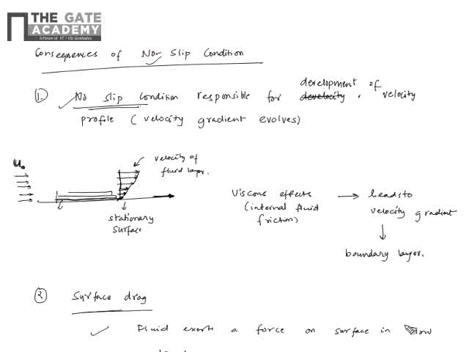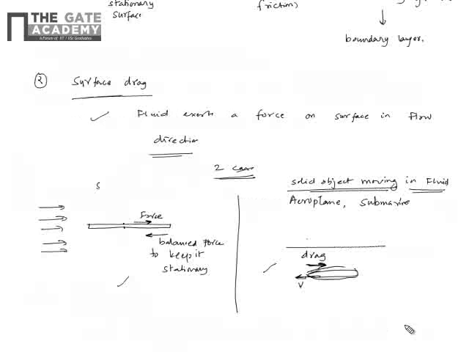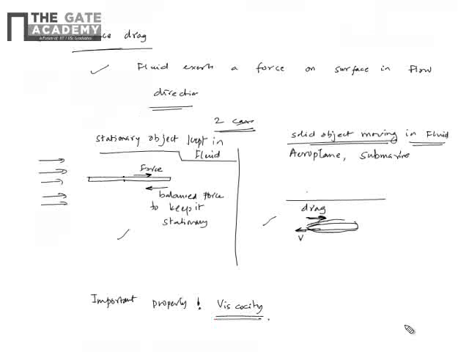So two cases: here it is a stationary object kept in fluid. The drag always comes, and the important property here is viscosity. Apart from viscosity, let's see other properties. Let's see viscosity and other properties in the next coming lecture.